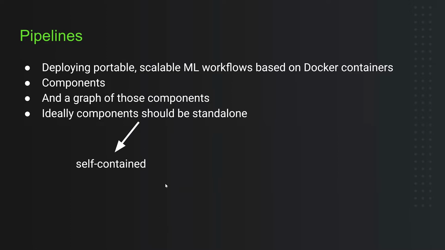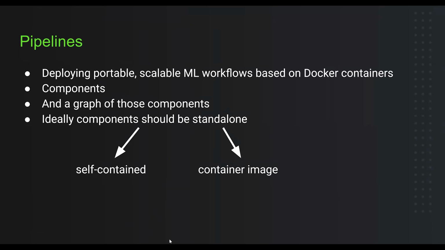And there are two different ways that we can basically do this. Either we can have a self-contained component, or we can also have a container image. You can think of it in this way: as you define each and every component, you could have a specific image that you define for each of these components. So you could have an image just for your component for training the data, and a separate image for your model input.